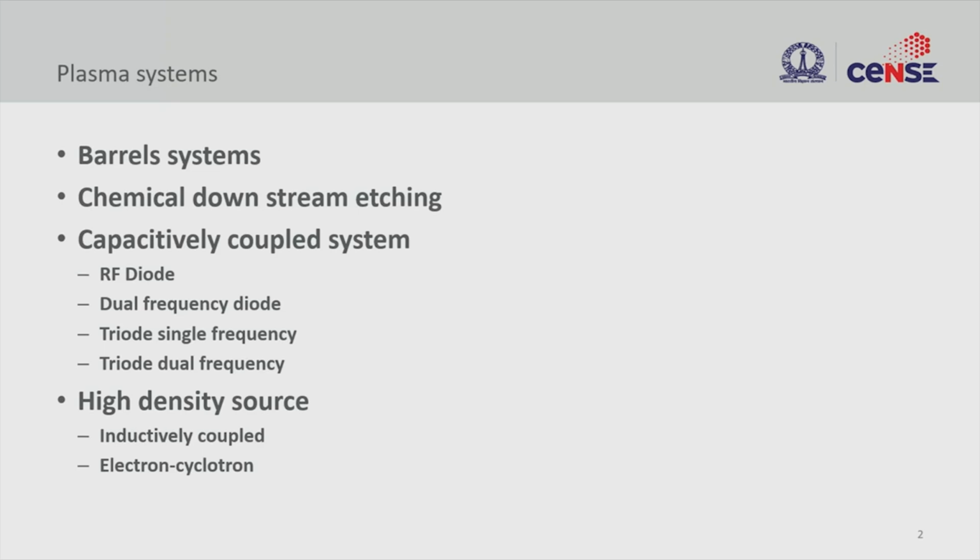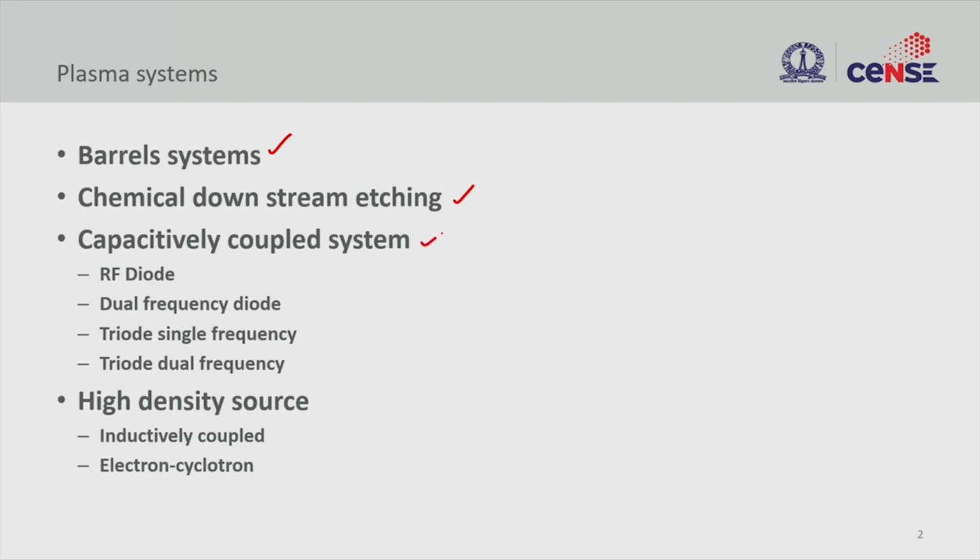So, the barrel system was the first of its kind that came into the industry. We'll see that in the next slide. And then there is chemical downstream etching. Right, it's not necessarily the parallel plate or the inductively coupled system that we saw earlier. This is a very different type of system where all the radicals are created and then it is fed downstream.